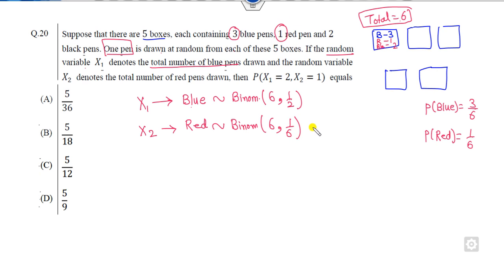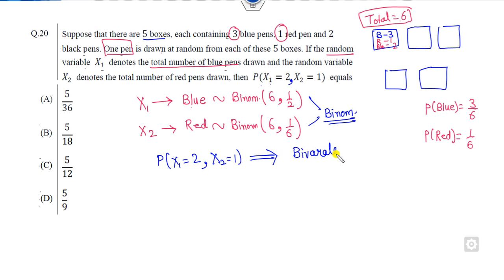Now what is the remaining? Both follow a binomial distribution, and you are talking about x1 comma x2 together. What does that follow? It follows the bivariate binomial distribution. What is the meaning of the bivariate binomial distribution? How many boxes are there? 5. So it means it's 5 factorial divided by x1, the number of blue balls, which is my 2. x1 is 1. What is the remaining? It's 5, so it's 2, 1 and the remaining is my 2 here.